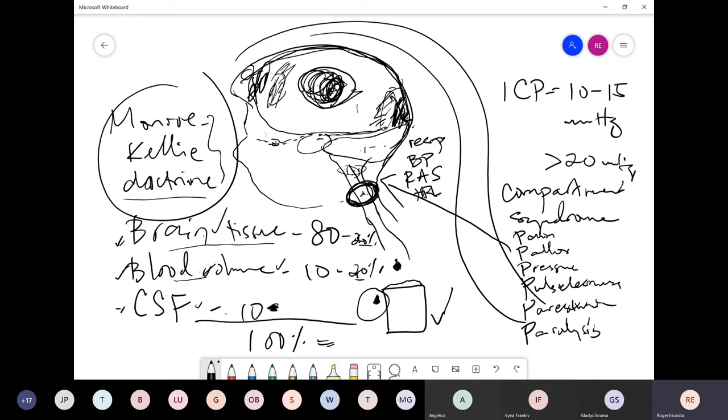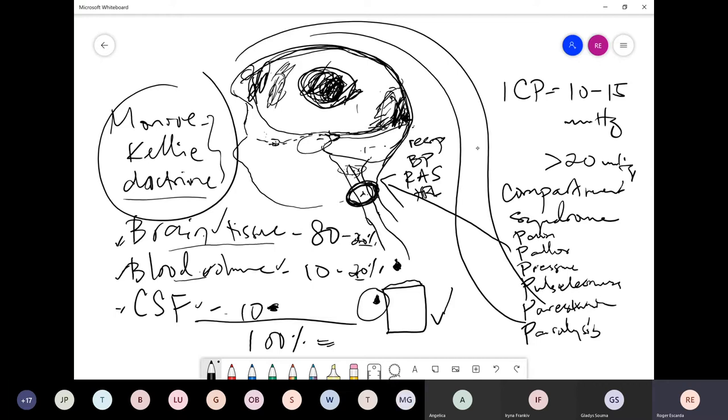See the shape of the skull here? There's a little spike here. And that means the cerebrum can also herniate down if you have something growing here, either a hematoma or a tumor. So it can also herniate, and there's another piece of the skull here, so it can also herniate out. So this is what we call central herniation.